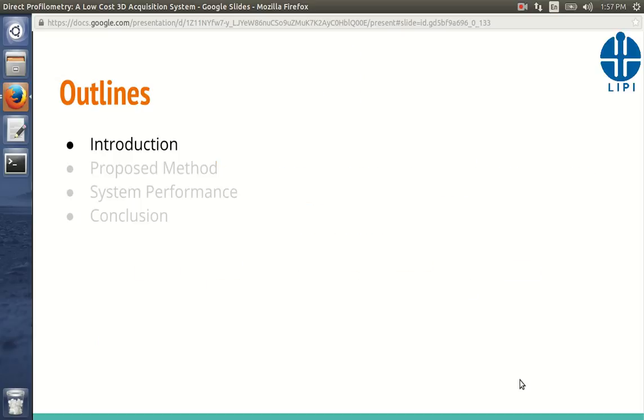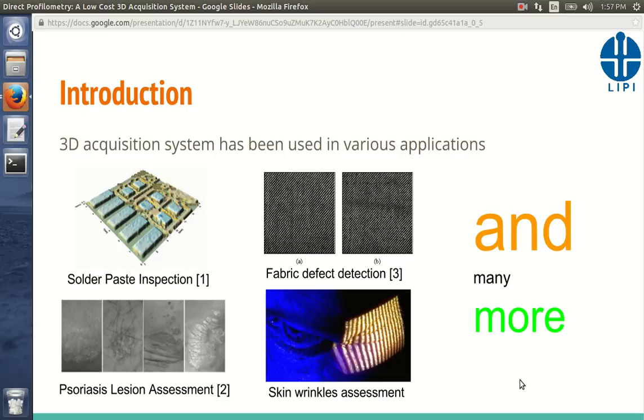Okay, so I think all of you know already about 3D, and maybe some of you already used 3D applications, maybe for 3D printing, 3D drawing, modeling, or maybe a 3D acquisition system. 3D acquisition systems have been used in various applications, and here I show you some examples of how it is used.